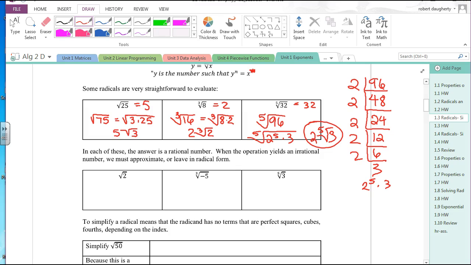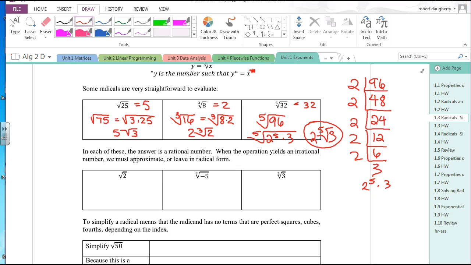So I can't evaluate, all of these can't be evaluated. So this is the square, excuse me, I called it the cube root, but the square root. Square root of 2. 2 is not a perfect square, okay? So I would have to use my calculator to approximate this. Same thing, cube root of -5, fifth root of 3.